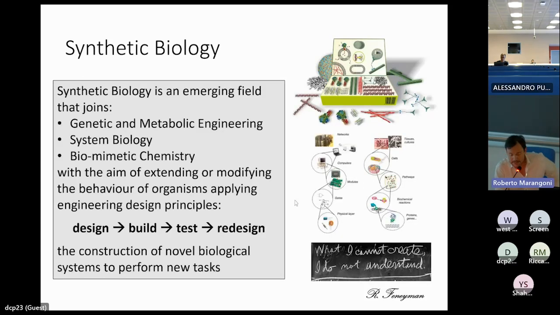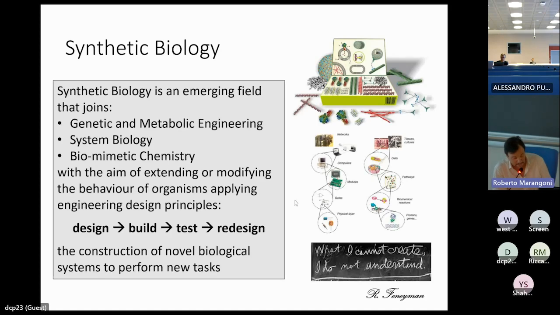In principle, this line of research could be located in synthetic biology. Synthetic biology is an emerging field that joins different disciplines: genetic and metabolic engineering, systems biology, biochemistry. The aim is to modify or construct from scratch new organisms that can optimize some feature that can have biological interest. The idea is that what I can create, I can understand. So if I can create something, I can understand deeply how it works.